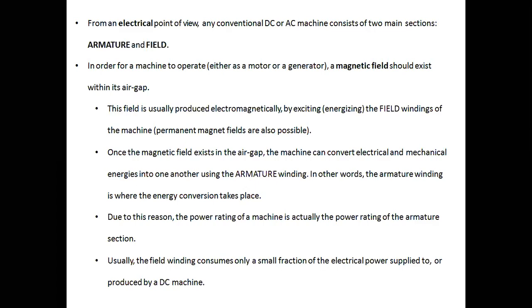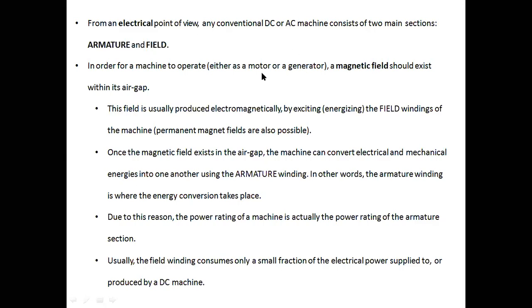So here this field is usually produced. Which field? The magnetic field. It will be produced electromagnetically. It means what? It will convert electrical into mechanical or vice versa. By energizing the field winding, it means if we are putting the magnetic field in that air gap, the machine can convert electrical energy into mechanical or vice versa, depending on the construction.